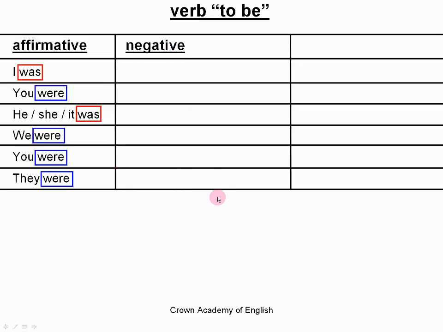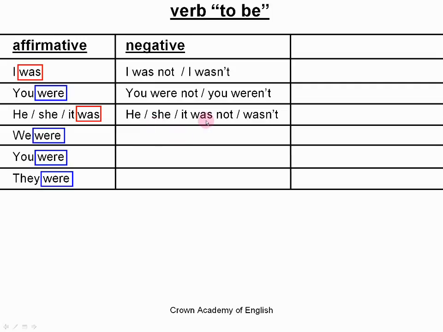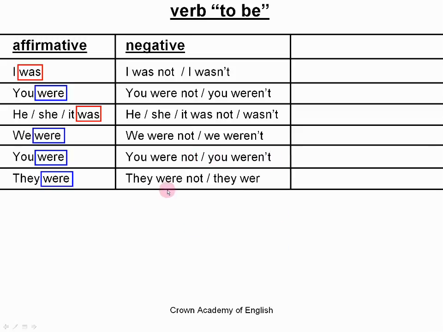And the negative. I was not, or this is the contracted form, I wasn't. You were not, you weren't. He, she, it was not, or wasn't. We were not, we weren't. You were not, you weren't. They were not, they weren't. And the same here: these two take the form was, and the others were.